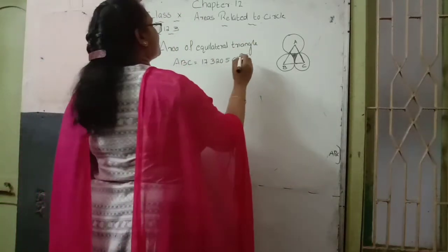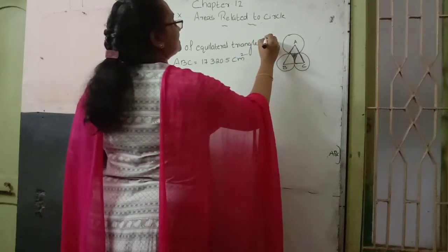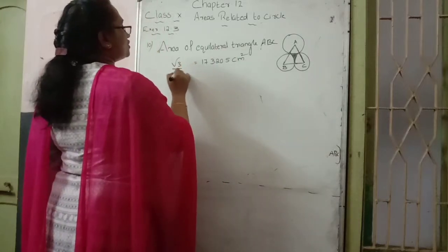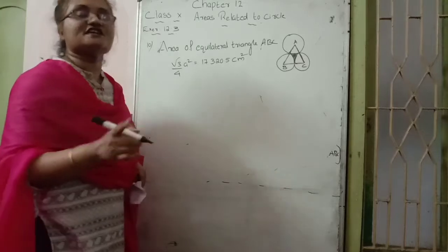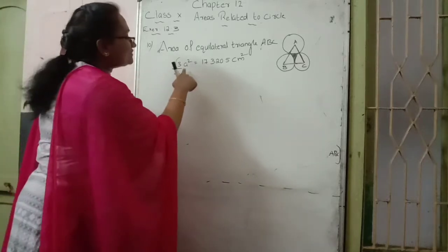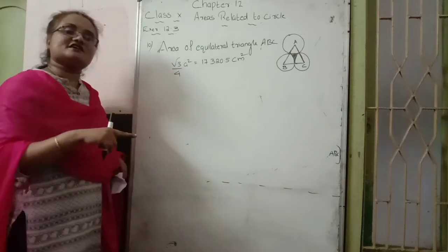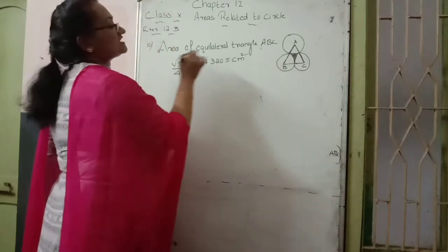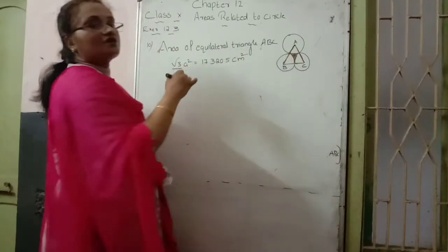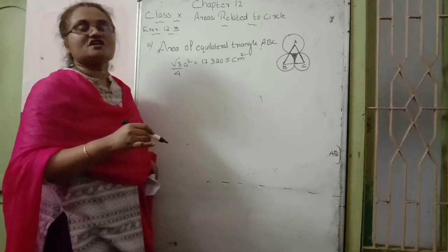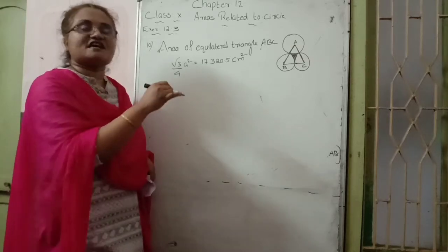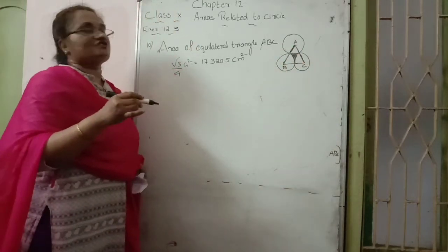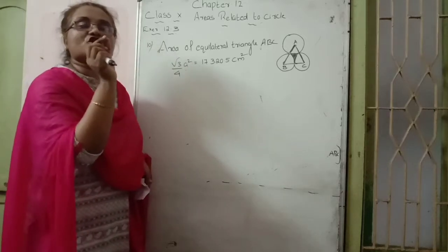What is the formula for finding the area of an equilateral triangle? Here I mark equilateral triangle ABC. The formula is root 3 by 4 a square. So the value of root 3 by 4 a square is given directly. Your duty is to find the side value, and then only will we get the radius of the sector. Half of the side of the equilateral triangle comes as the radius of this sector. So first, find one side of the equilateral triangle.